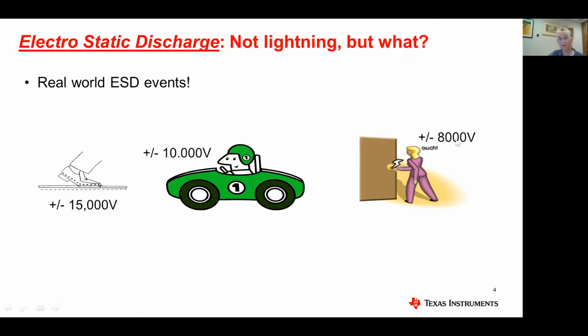This is, of course, orders of magnitude less than a lightning event. It's also much less in terms of the amount of current and much, much shorter. It's in the nanosecond time domain, and it's completely harmless to human skin, or harmless to us. But these numbers, 8,000 volts, are not quite so benign to electronic systems. So this is really the world that we live in. There are a lot of static electricity events and discharge events all the time, of which we are immune, but we need to take care of when we talk about electronics.